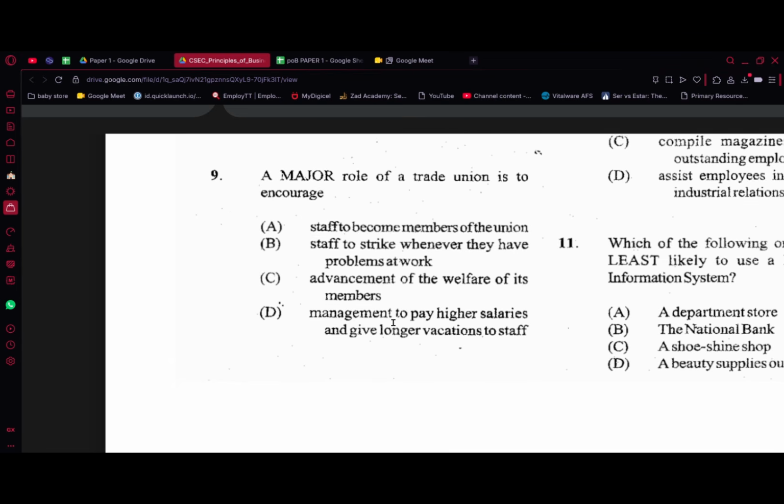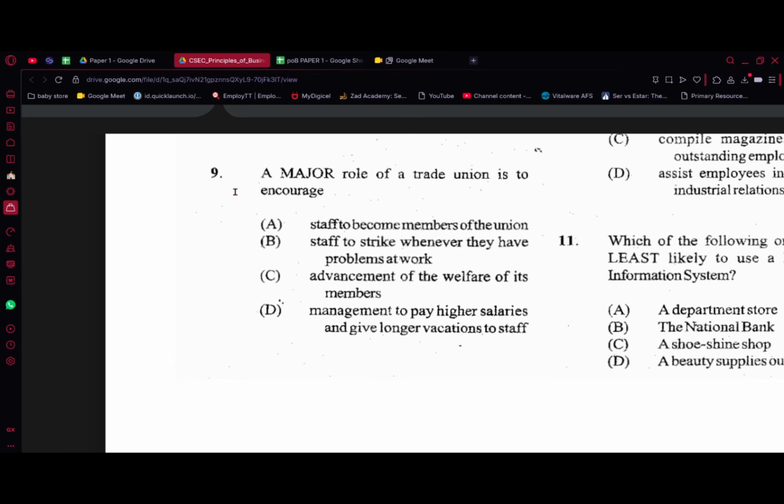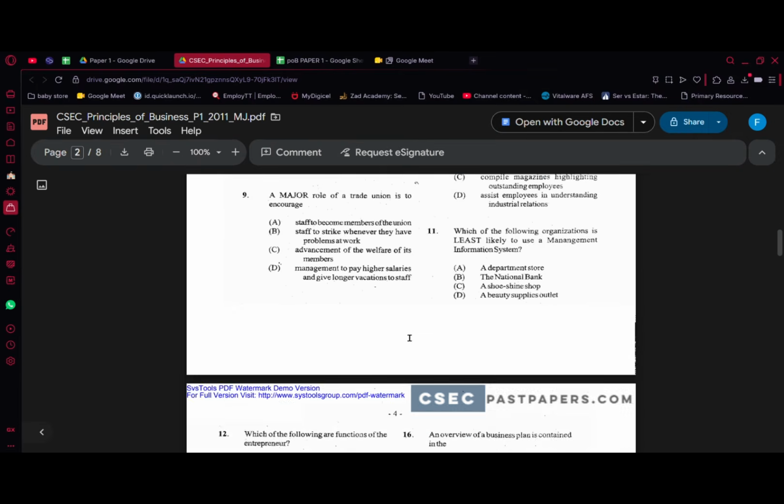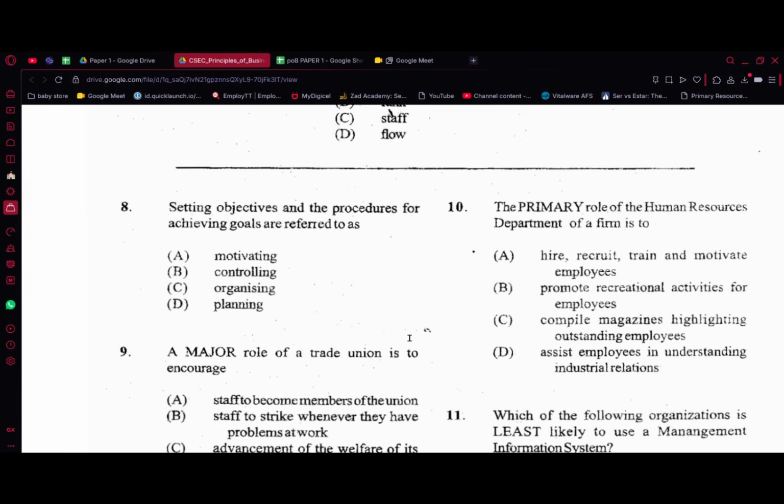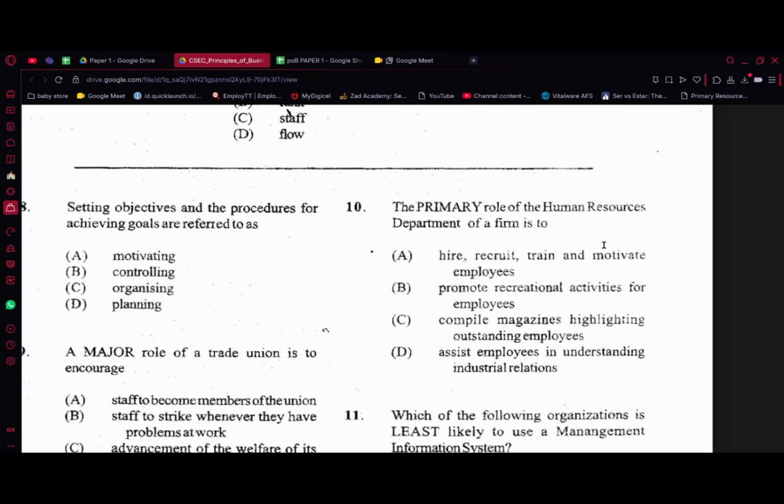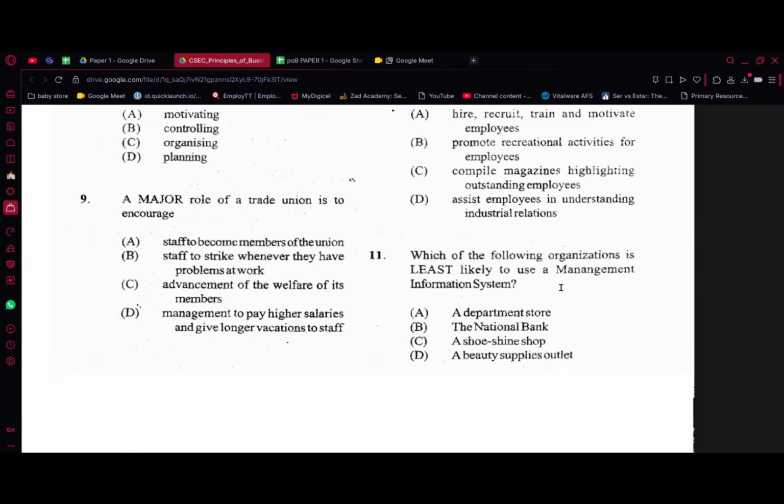Planning. Number 9. A major role of a trade union is to encourage C. Advancement of the welfare of its members. Number 10. The primary role of the human resources department of a firm is to A. Hire, recruit, train, and motivate employees.